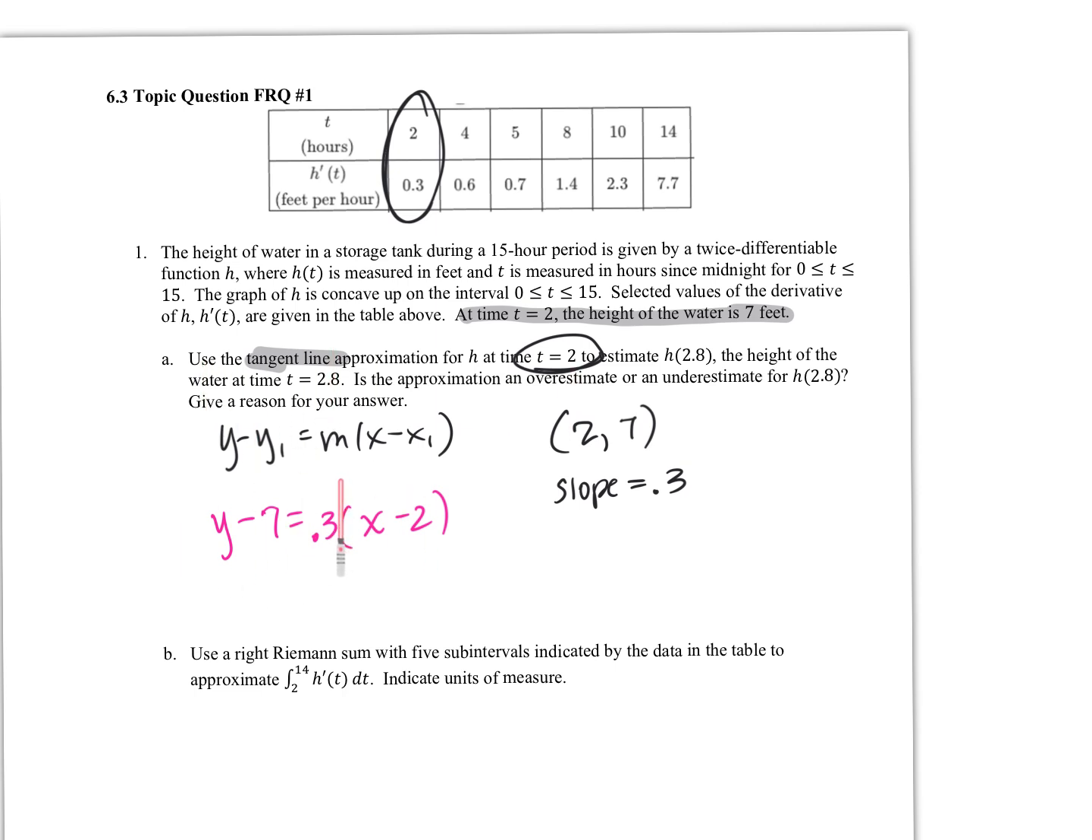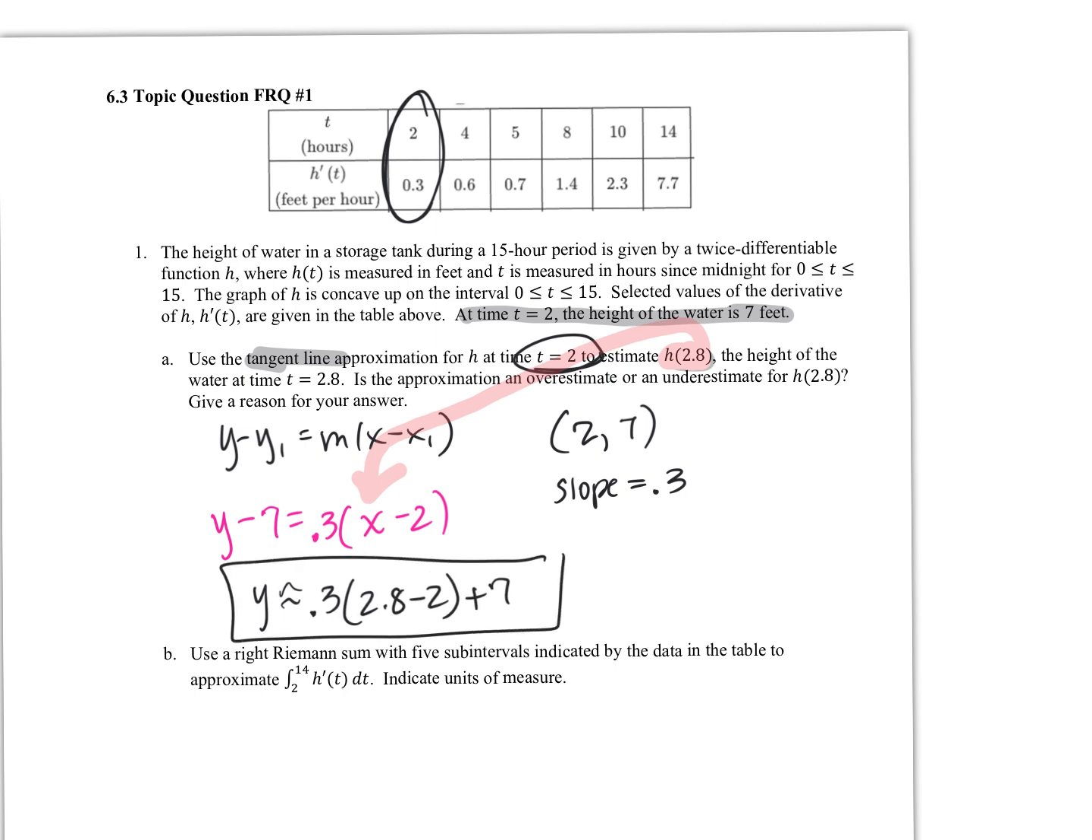You got a point for writing that to estimate h of 2.8. Where am I going to put that 2.8? That's an x value. Like picture f of x, f of 2.8. That's going to go right there to find the height. You guys just get that y by itself. So I'd say y would be about, you could do an equal sign, that's okay, 0.3 times 2.8 minus 2. I'm going to bring that 7 over. That's my approximation. They're giving me a point for pink and they're giving me a point for black.